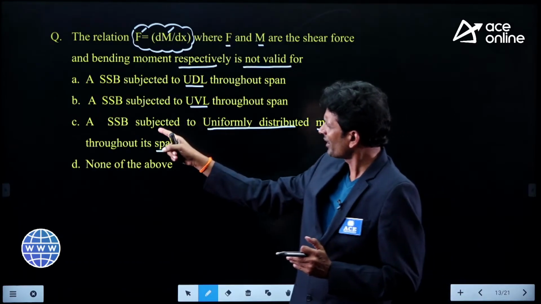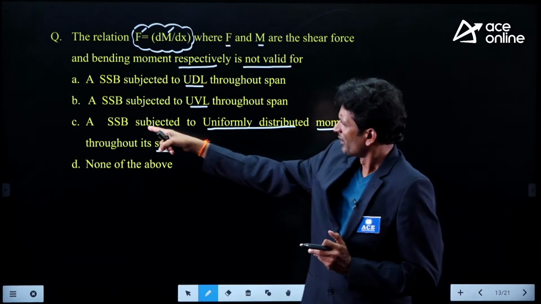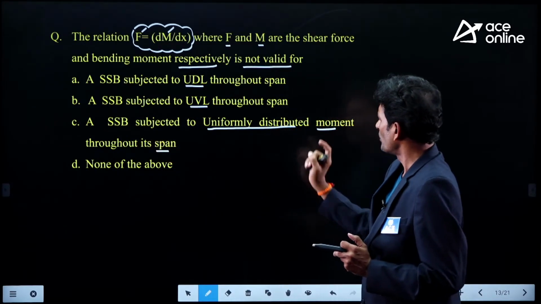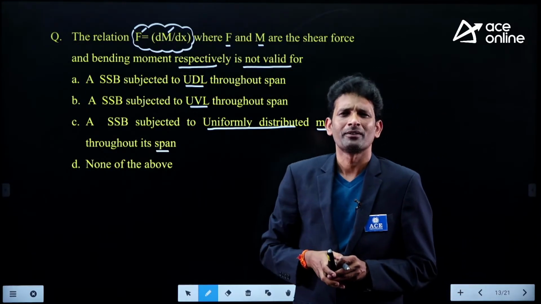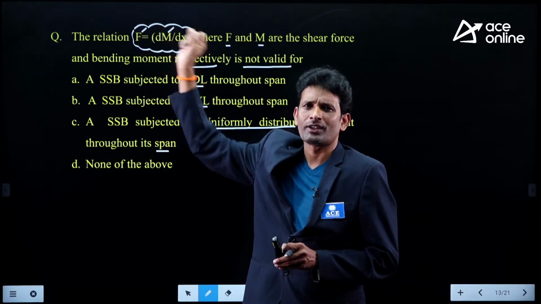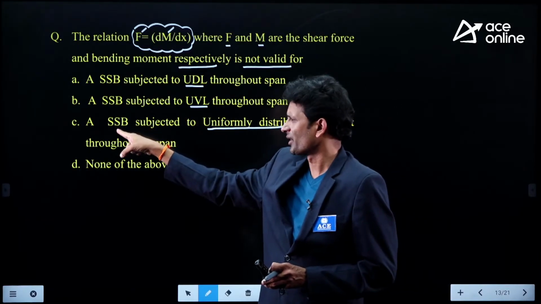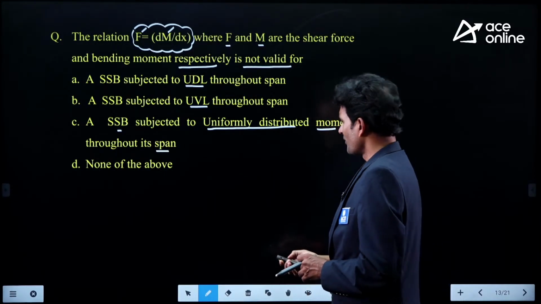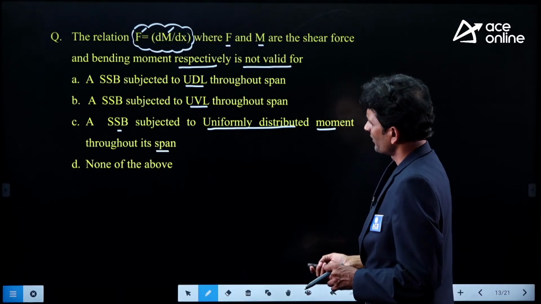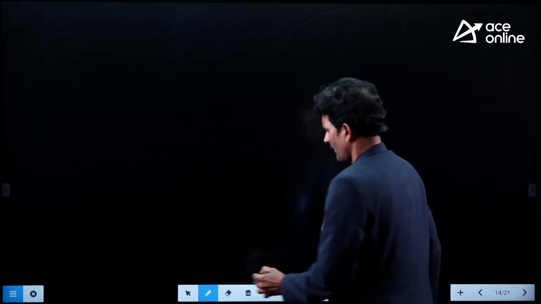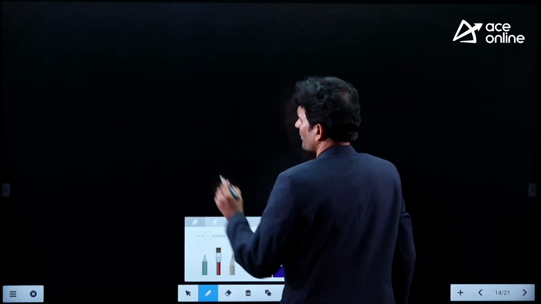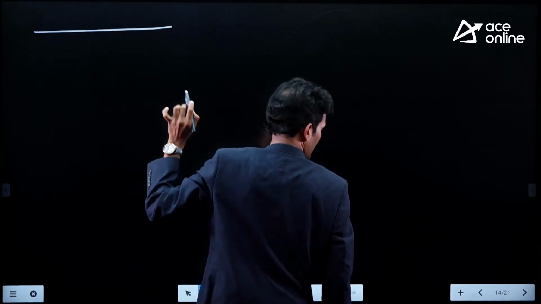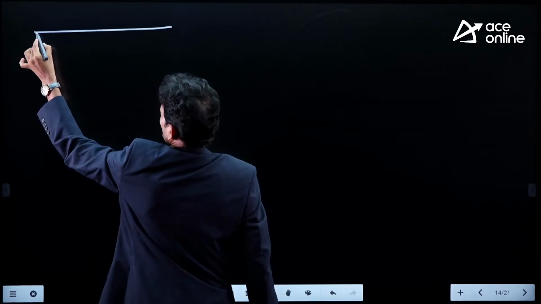But when we look at option C, a simply supported beam subjected to uniformly distributed moment throughout its span, I try to impose this relation for this condition and verify whether it is valid or not. So let us take option C. Let us consider a simply supported beam, something like this, my dear friends.